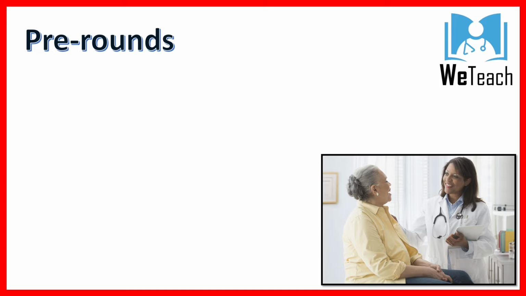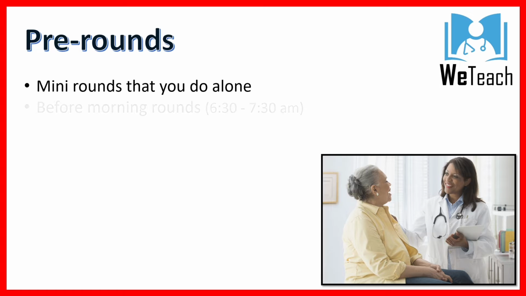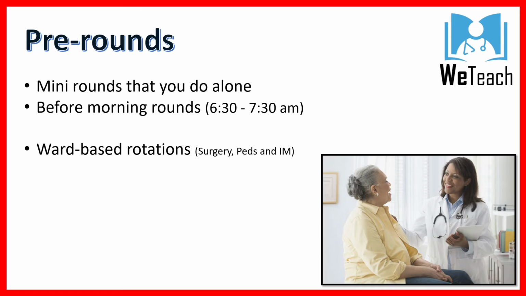Pre-rounds are mini rounds that students and interns do on their own before the morning rounds start. They are mostly important in rotations like surgery, internal medicine, and pediatrics, basically ward-based rotations. And usually you'll need to start doing these once you start getting assigned your own patients. Your pre-rounds should take place between 6:30 a.m. and 7:30 a.m. so that you're ready before the morning handover.